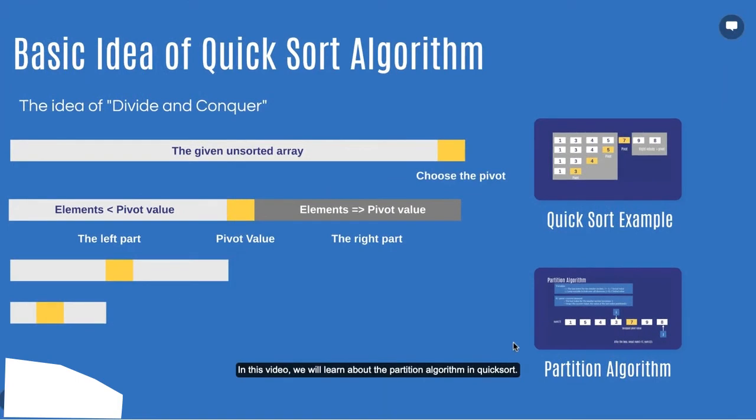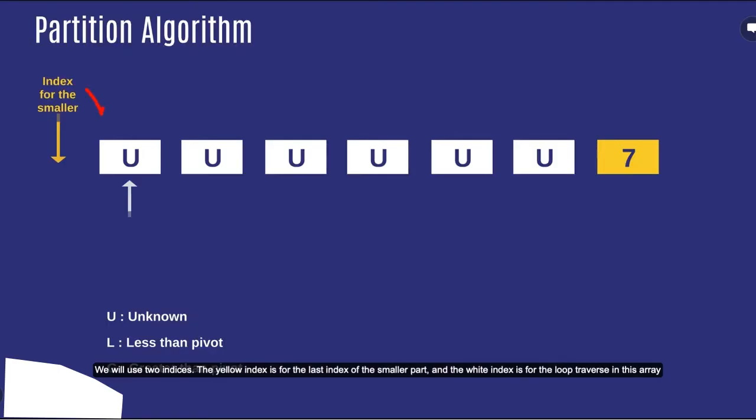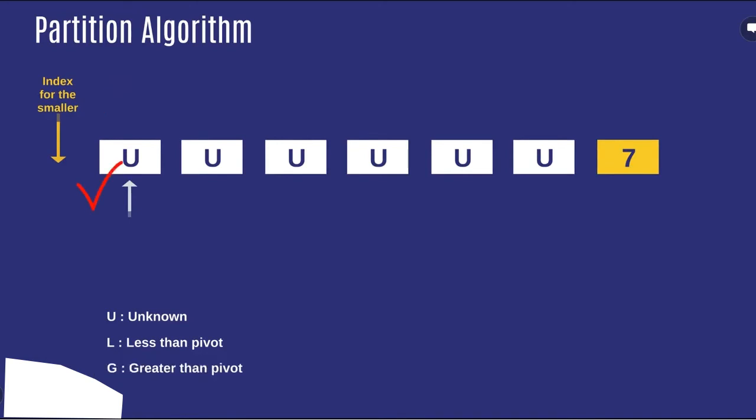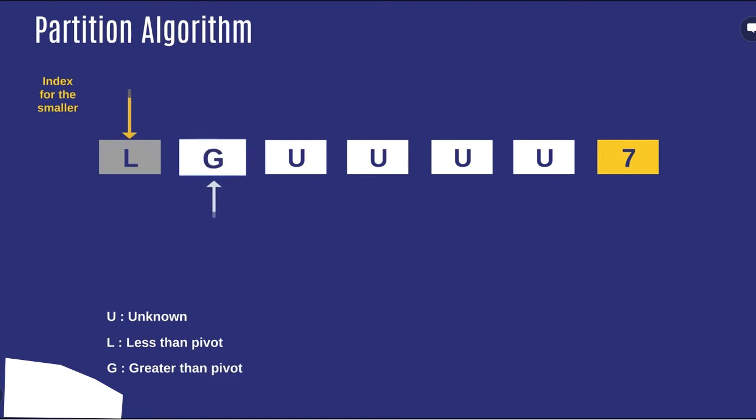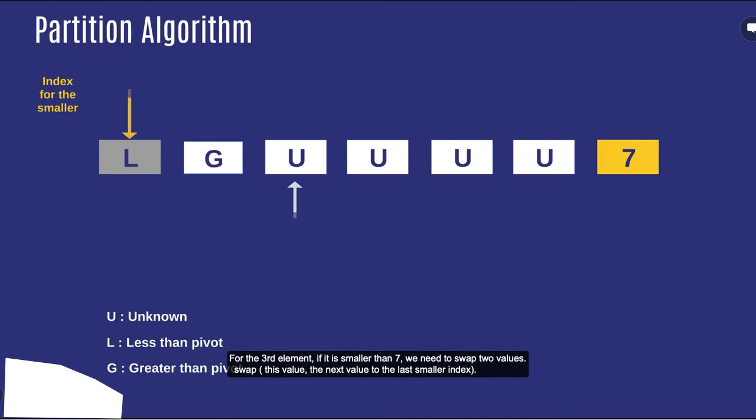In this video, we will learn about the partition algorithm in quicksort. We will use two indices. The yellow index is for the last index of the smaller part, and the white index is for traversing the array. We are going to start comparing with the pivot value 7 from the first element. In this example, the first element is less than the pivot, thus we move the smaller index to the first position. After the comparison, if the second element is greater than 7, we skip this element. For the third element, if it is smaller than 7, we need to swap two values.